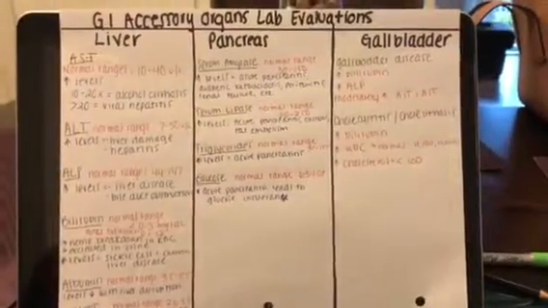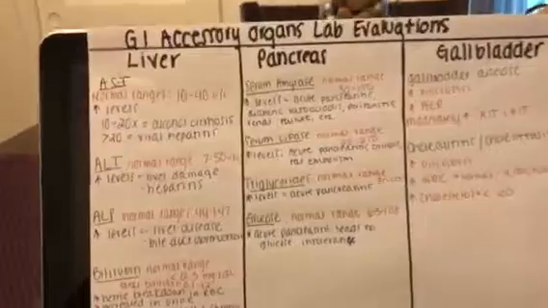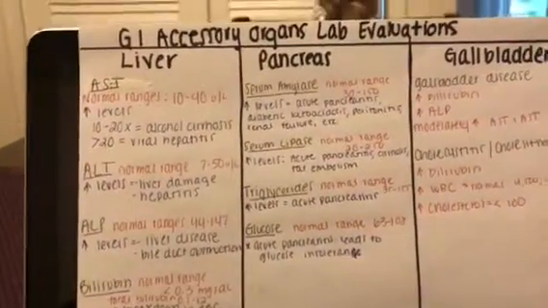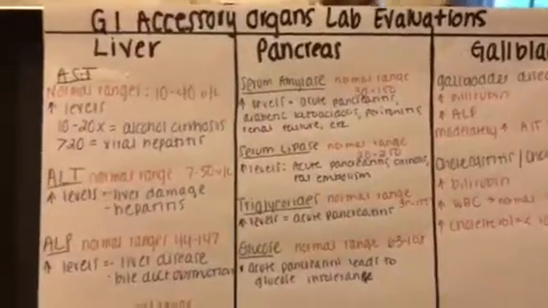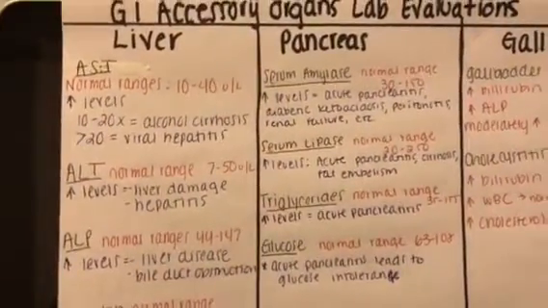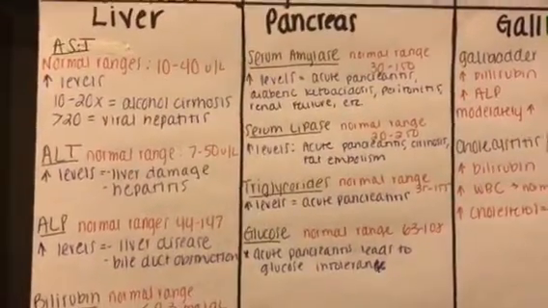Hi guys, so for my topic this week I had GI accessory organ lab values. Starting with the liver, you have your AST. The normal range for AST is between 10 and 40. High levels of AST are indicative of, 10 to 20 times higher would be alcohol cirrhosis, and above 20 is viral hepatitis. Next you have your ALT.